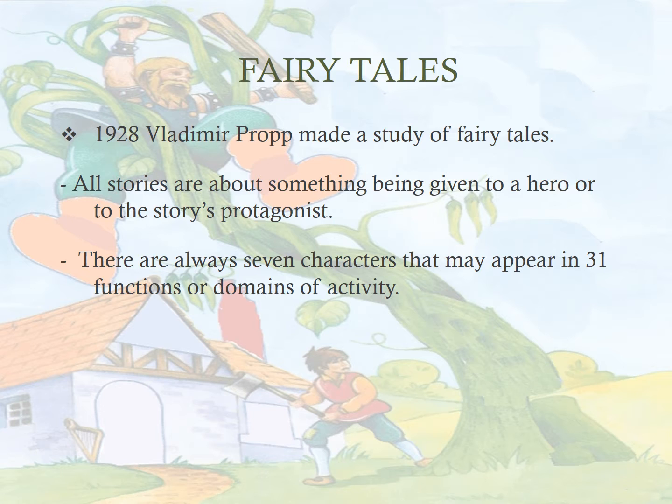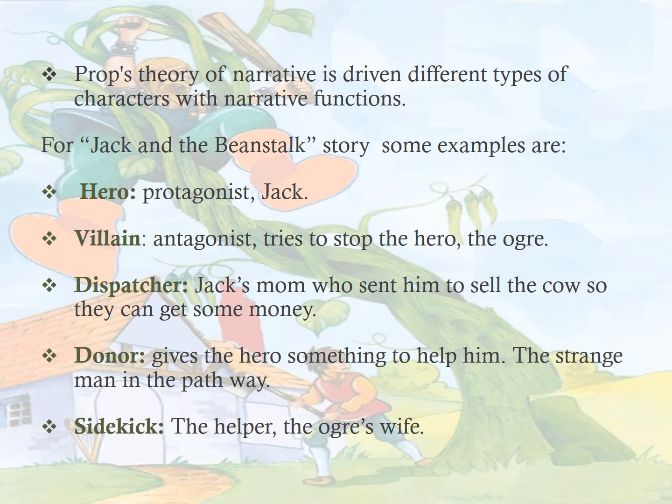In 1928, Vladimir Propp made a study of fairy tales. He stated that all stories are about something being given to a hero or to the story's protagonist. There are always 7 characters that may appear in 31 functions or domains of activity. Propp's theory of narrative is driven by different types of characters with narrative functions.